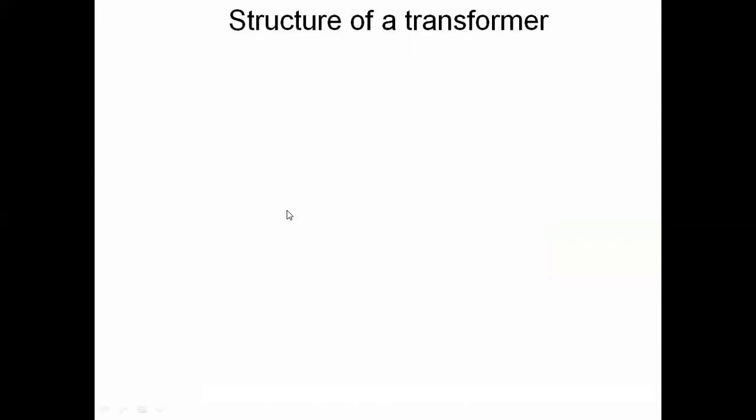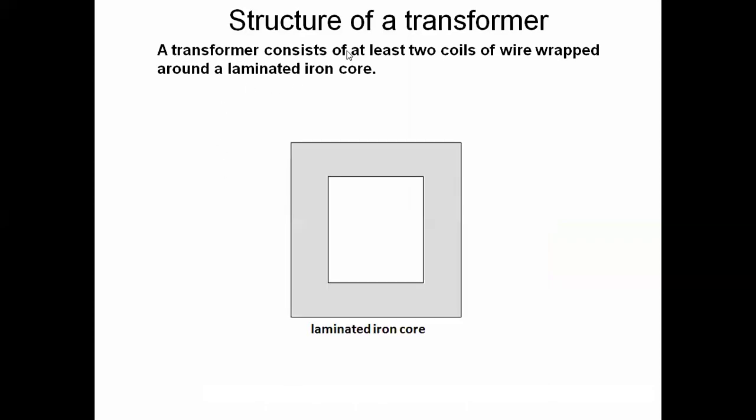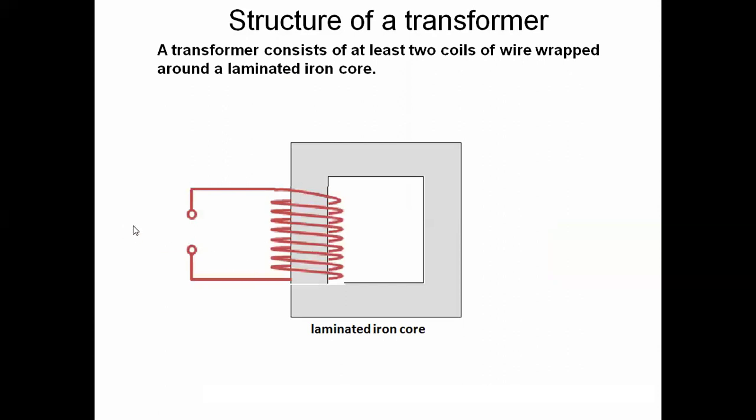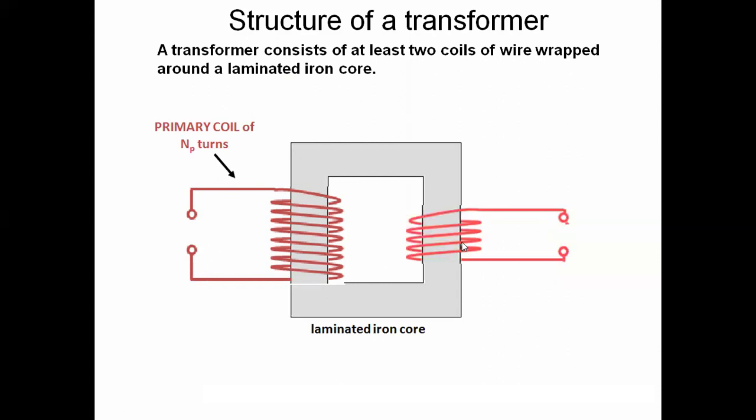Now the proper structure of the transformer: it consists of two coils of wire wrapped around a laminated iron core. This is the laminated iron core. This is the coil we call the primary coil. It has NP number of turns, and this is the secondary coil, which has NS number of turns. This is the laminated iron core, because the iron core will keep the field lines concentrated. It will transfer maximum flux of the primary to the secondary.